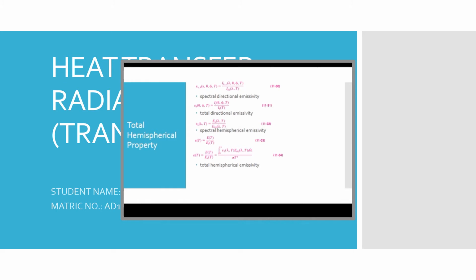Therefore, the total hemispherical emissivity, or simply the average emissivity of a surface at a given temperature, represents the ratio of the total radiation energy emitted by the surface to the radiation emitted by a black body of the same surface area at the same temperature. The total hemispherical emissivity can also be expressed as in equation 11.34. To perform this integration, we need to know the variation of spectral emissivity with wavelength at a specified temperature.